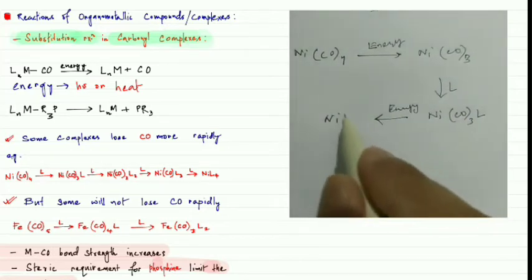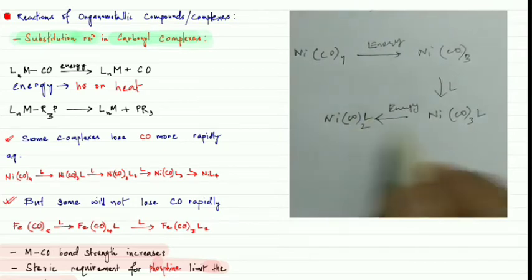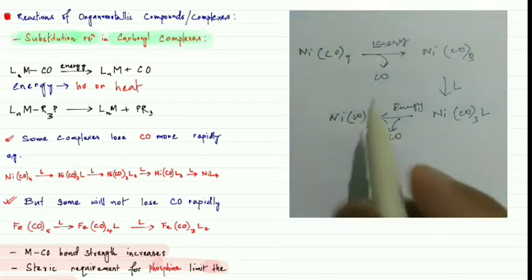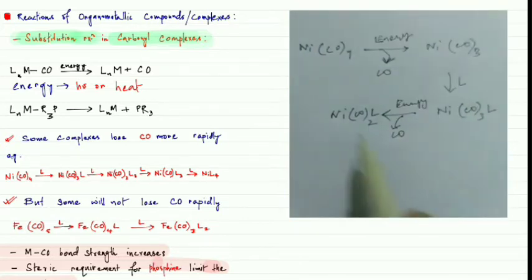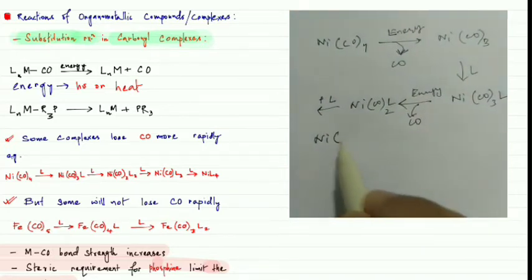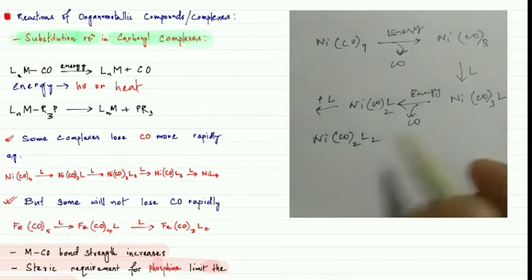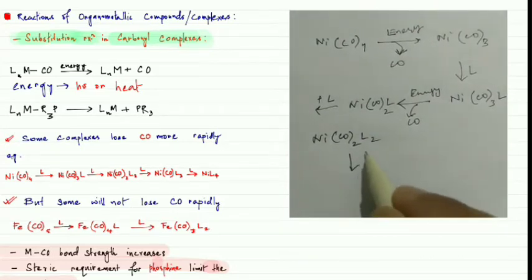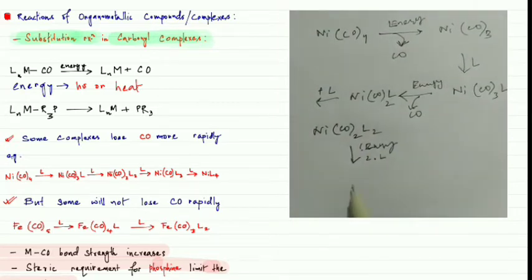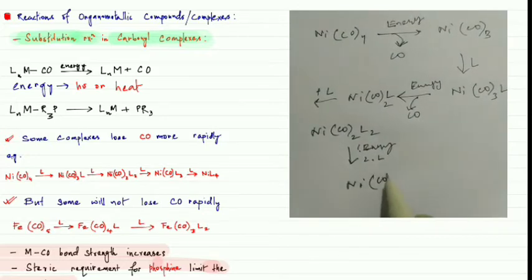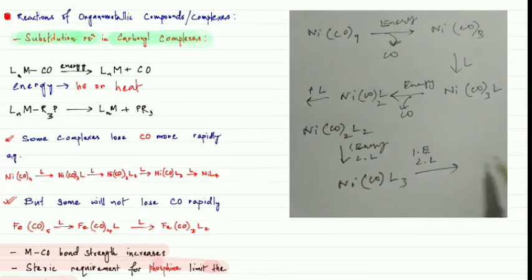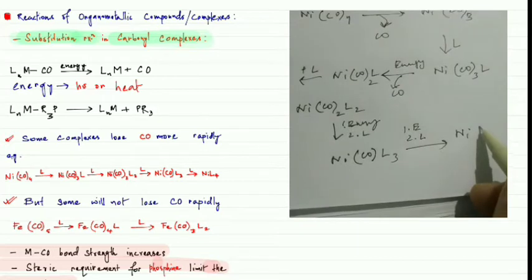Again, another CO we're going to remove from here, okay. So it is going to form this one. Again, if you add L, then it is going to form Ni(CO)2L2. Similarly, again, you apply some energy in the first step, L in the second step, then what will you get? Ni(CO)L3, and again first step energy, second step L, then you will get NiL4.